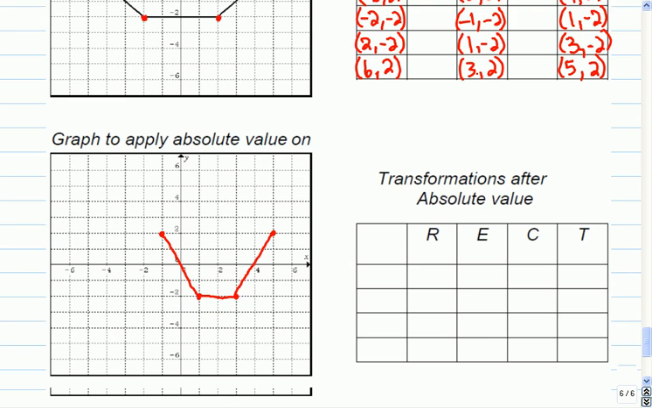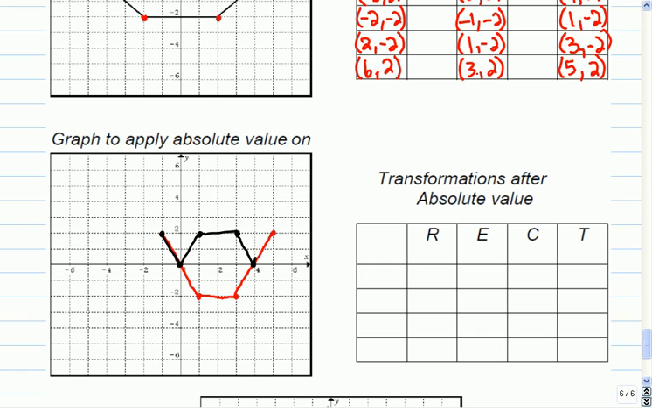Now again, it's important to do this step because it's not obvious from the beginning that these points become key points, because that's where the reflection is going to happen on the x-axis. So now if I apply absolute value, the graph will look like this. It will reflect up to here and here. So I'm going to remove my rough work in red, just so you can see it. So that's now the graph I'm going to be working on for the final transformations.